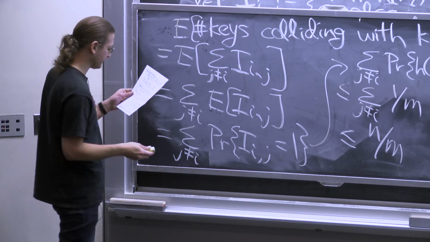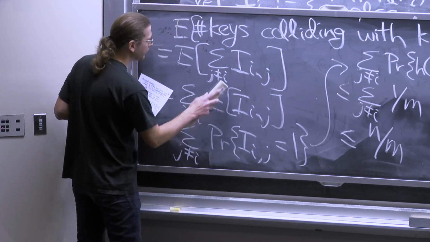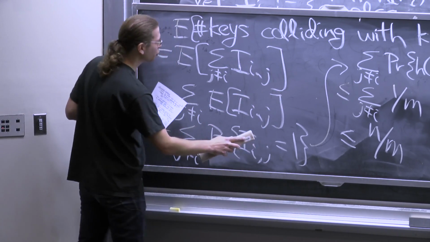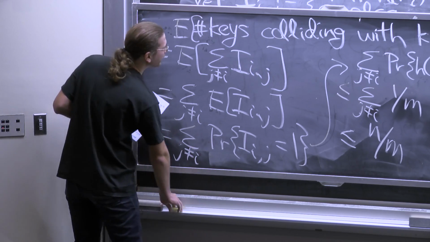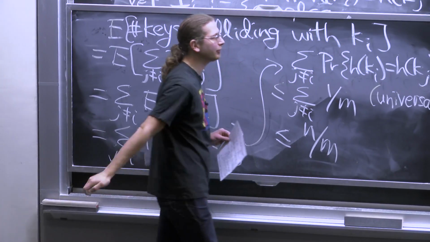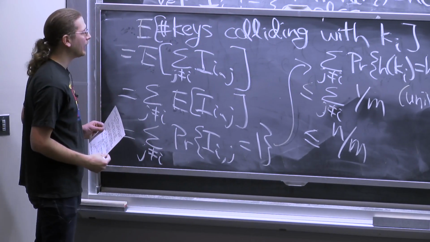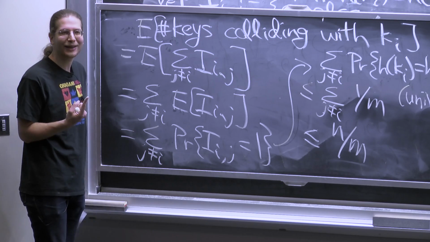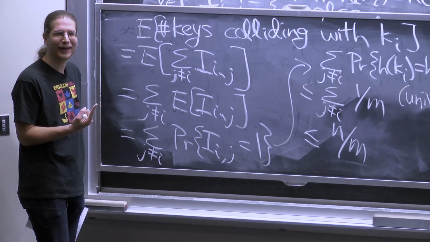Sorry. This should have been this. Actually, everything I said is true. But if you want to count the number of keys, I really wanted to count the total number of keys that hash the same place as ki. So there's one more, which is ki itself. It always hashes to wherever ki hashes.